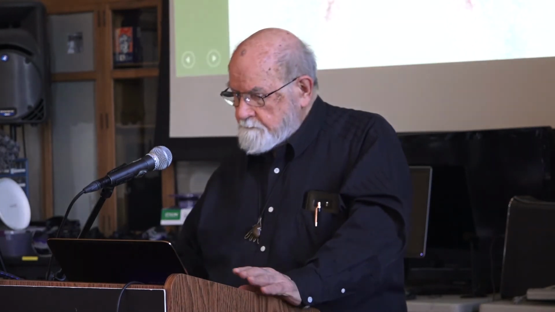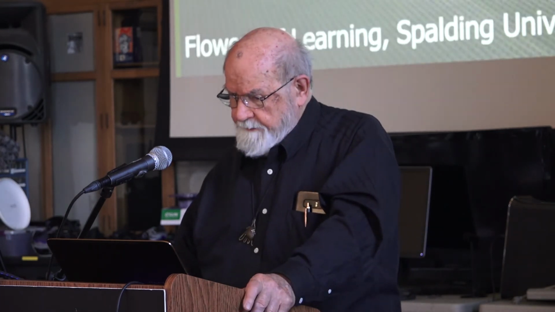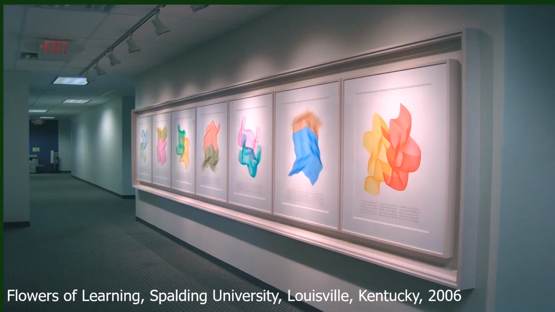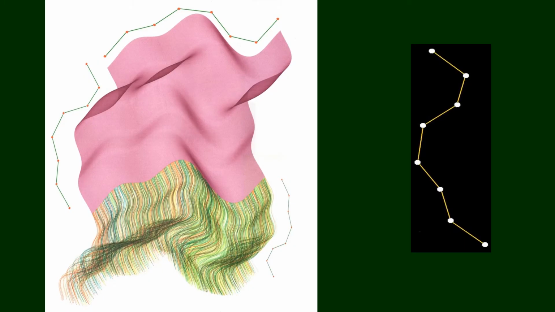Let me go on and show, so you could understand very quickly how these distributions occurred. Also, I have a major piece at the Spalding University in Louisville. It's called Flowers of Learning, and I'll just take one. This is an example. I just wanted to show you how the distribution of these randomly cast controllers are employed to create that field. And I think we can show you a quick video just to give you a feel for it so that you'll appreciate it more.